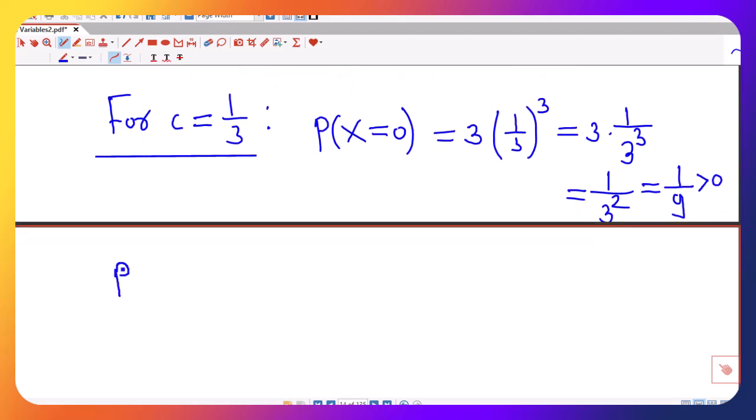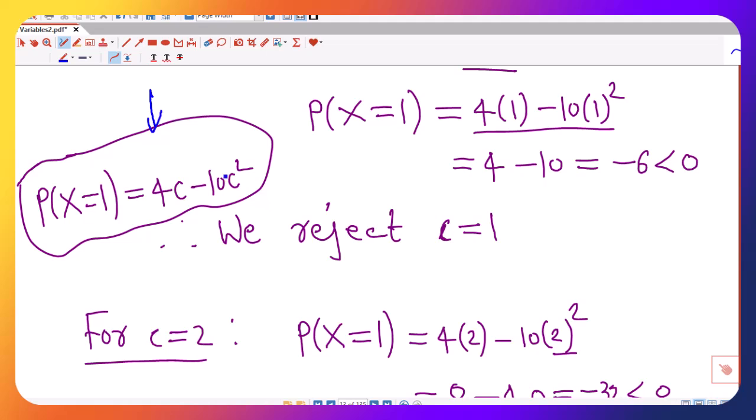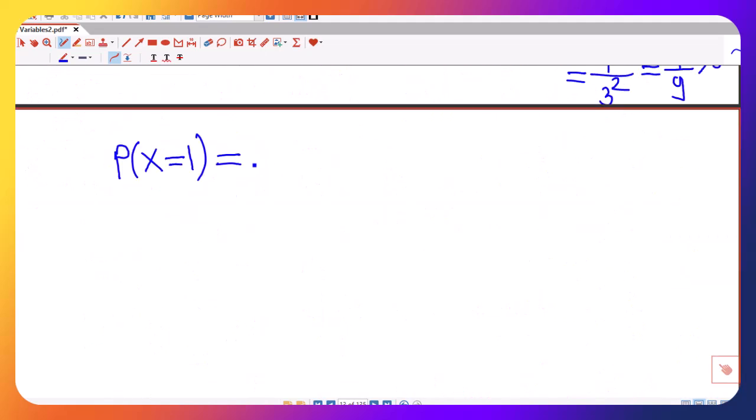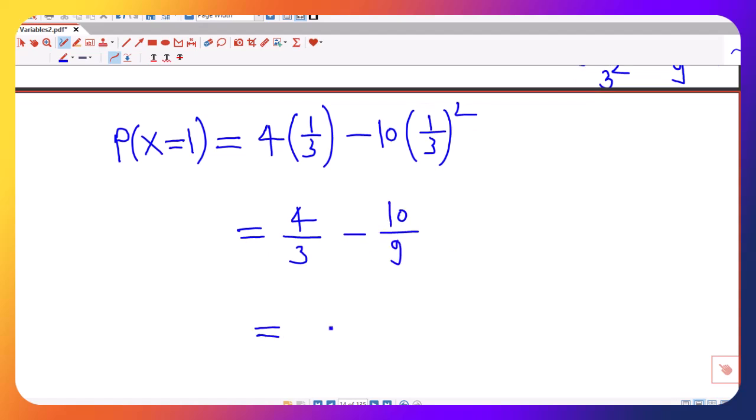Now we find for x equal to 1. At x equal to 1, value was 4 into c minus 10 into c square. So we put c equal to 1 by 3: 4 into c minus 10 into c square, that is square of 1 by 3, and this is 4 by 3 minus 10 by 9, and if we consider denominator as 9 for this, I have to multiply by 3 in the denominator as well as numerator.